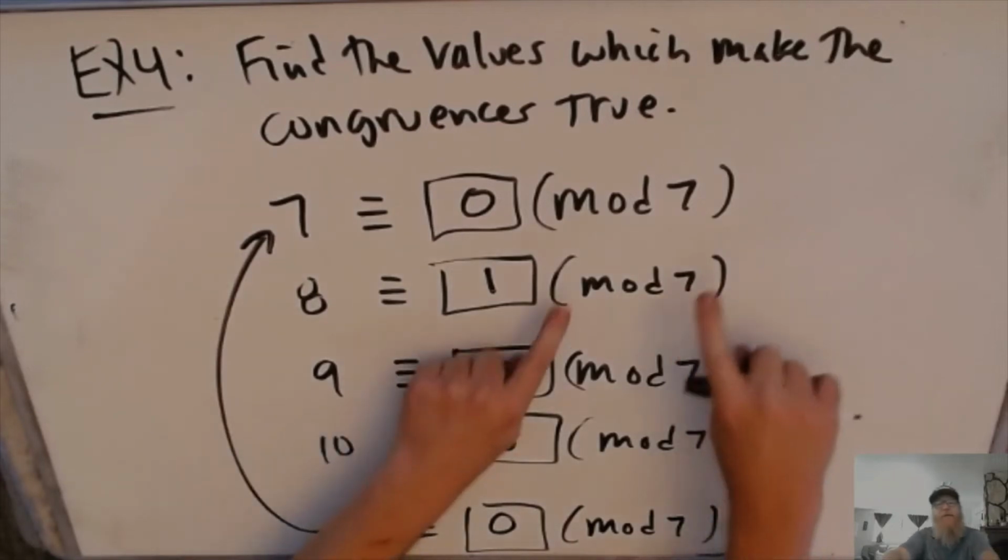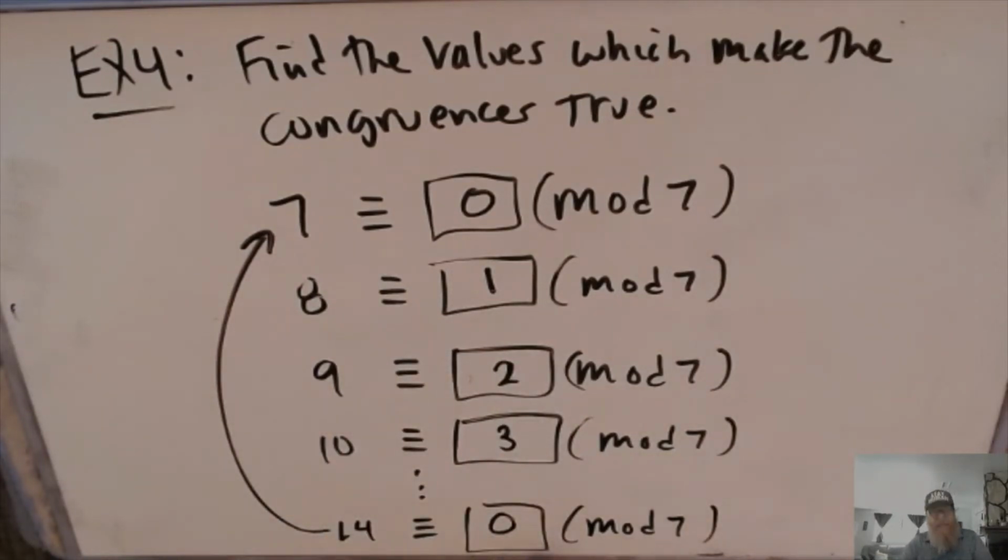So one pattern that you'll notice with the modulus is every multiple of the modulus acts like nothing. It acts like 0. Keep that in mind.